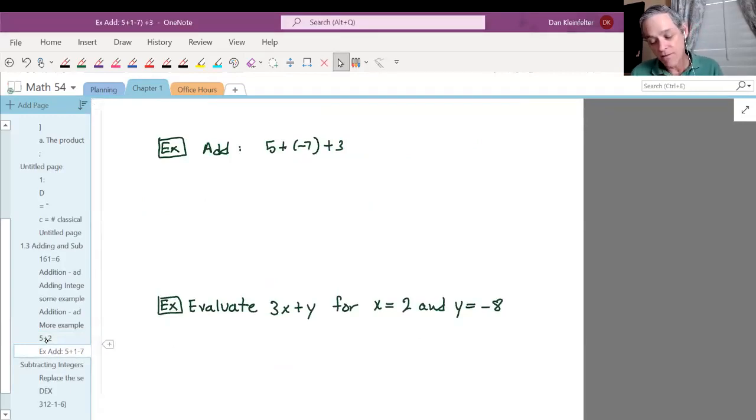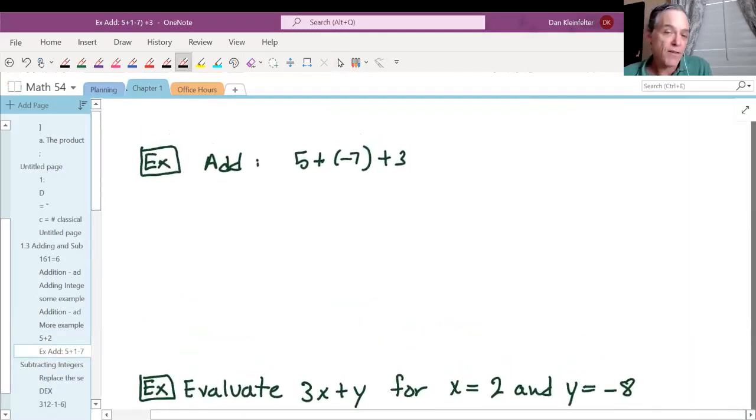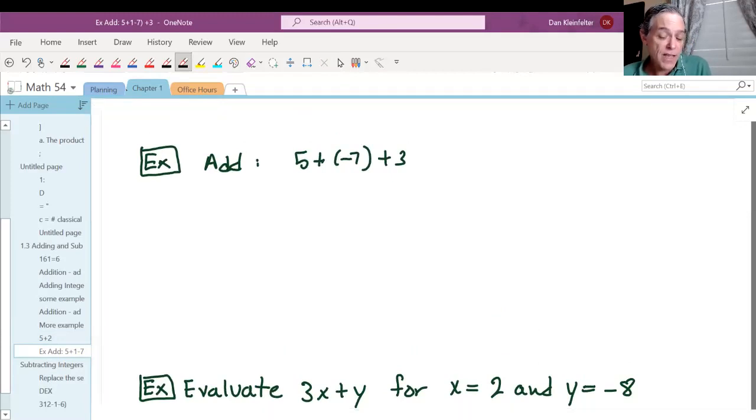All right, so we just have a couple more examples. In this next one we have 3 addends. We'll just work from left to right. 5 plus negative 7. Here we're adding together 2 numbers that differ in sign, and so we'll subtract their absolute values, and that will give us negative 2. And so negative 2 plus 3 will give us positive 1.